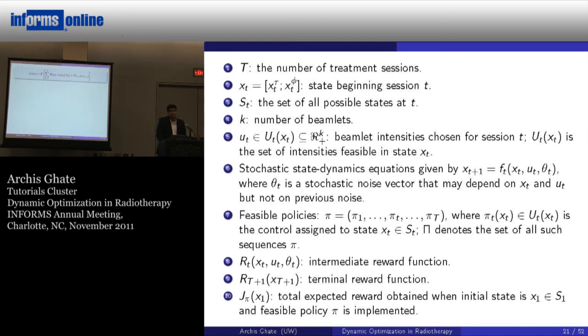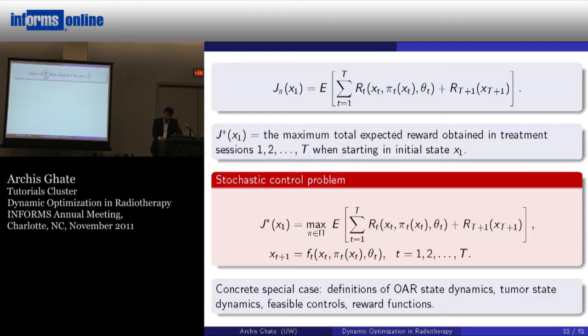And then using this notation, this is the standard stochastic control formulation that you can write. So let me just quickly show you that. J^pi(x1), as you can see, is basically the expected reward over the entire treatment course. So all I'm doing there is adding the reward that I collect over all treatment sessions, the intermediate rewards, t equal to 1 to capital T, and then I'm adding the terminal reward on top of that. The expectation, right? The state evolves stochastically, so the expectation is with respect to how that state is going to evolve, basically.